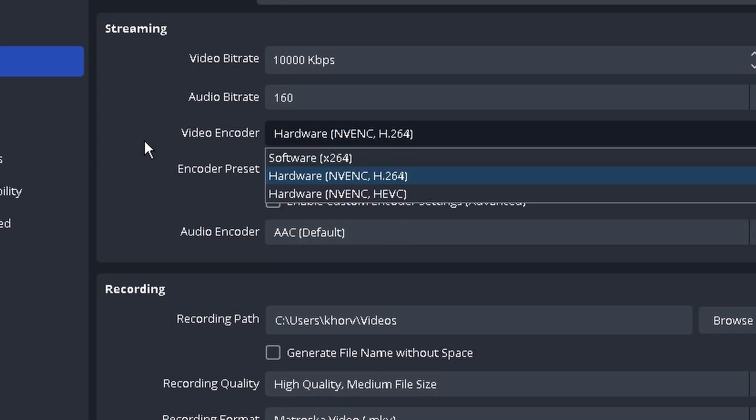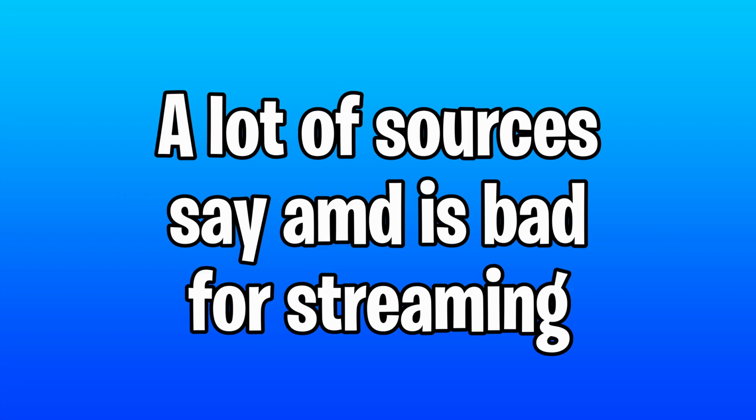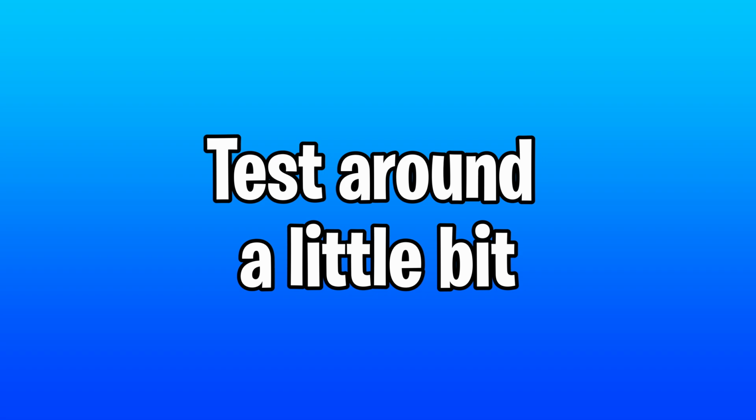Onto video encoders. x264 is going to use your CPU, while NVENC will use your GPU more. And AMD GPU users, I heard your GPU encoder is horrible and hasn't been updated in a while. That information is from 2021, so I don't know if it still applies today. You guys might just need to test either option you have and see what works best for you.